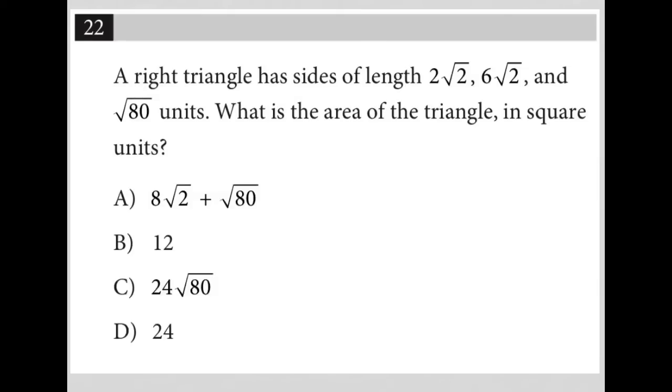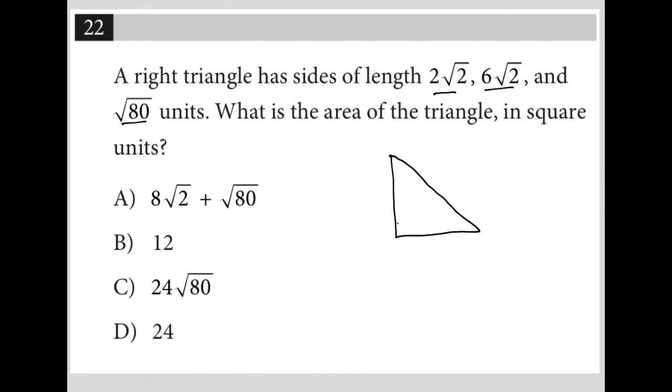So this question says a right triangle has sides of lengths 2 root 2, 6 root 2, and square root 80 units. What is the area of the triangle in square units? So I'm going to draw a right triangle.